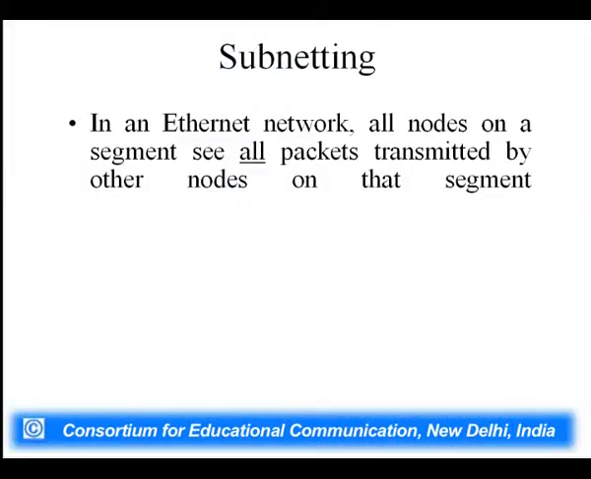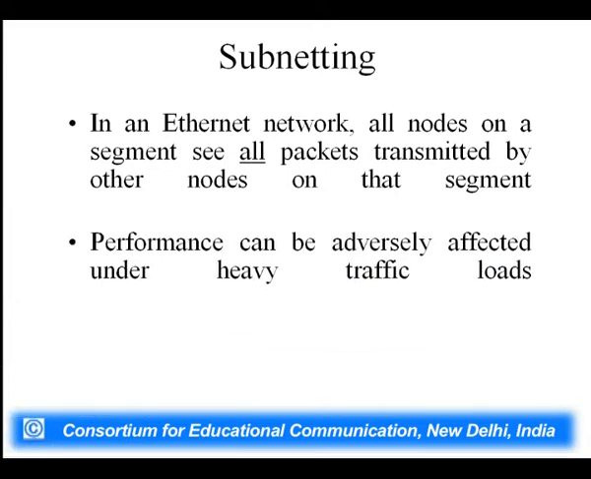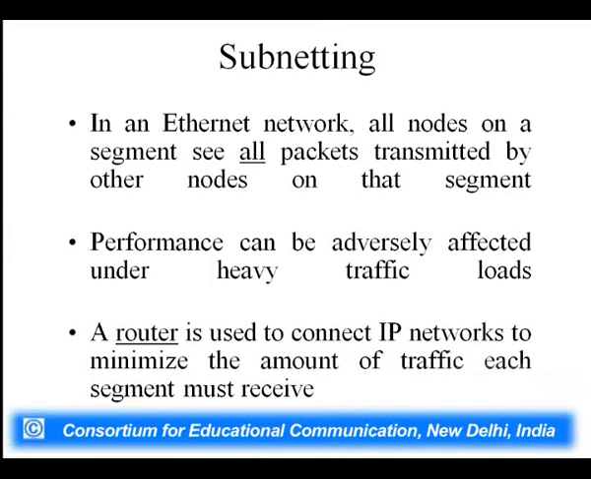In an Ethernet, all nodes in a segment see all packets transmitted by other nodes on the segment. That means a packet sent on an Ethernet is seen by all the nodes in that network, so the security is less. If I divide a big network into small networks, then only a few nodes will look at the packet broadcast. Therefore, performance can be adversely affected under heavy traffic loads. Similarly, a router is used to connect IP networks to minimize the amount of traffic each segment must receive.